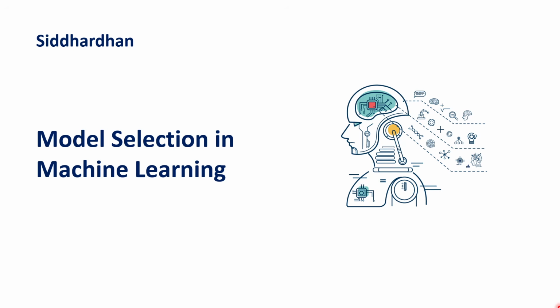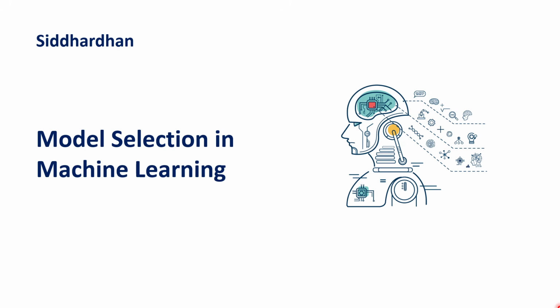Hello everyone, I'm Siddharthan. Currently, we are in the 8th module of our hands-on machine learning course, and in this 8th module, we have discussed topics such as cross-validation, hyperparameter tuning, grid search CV, randomized search CV, and so on. And the next topic that we will be discussing is model selection.